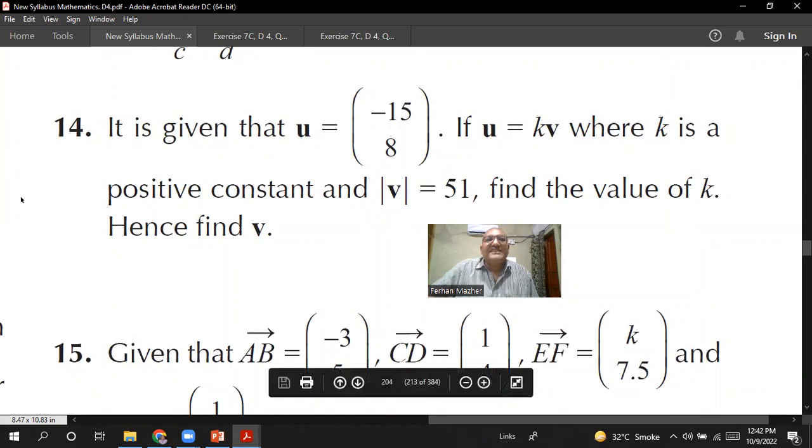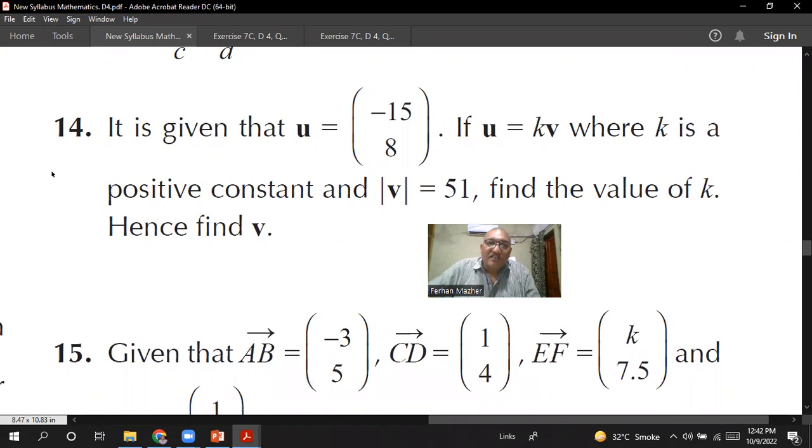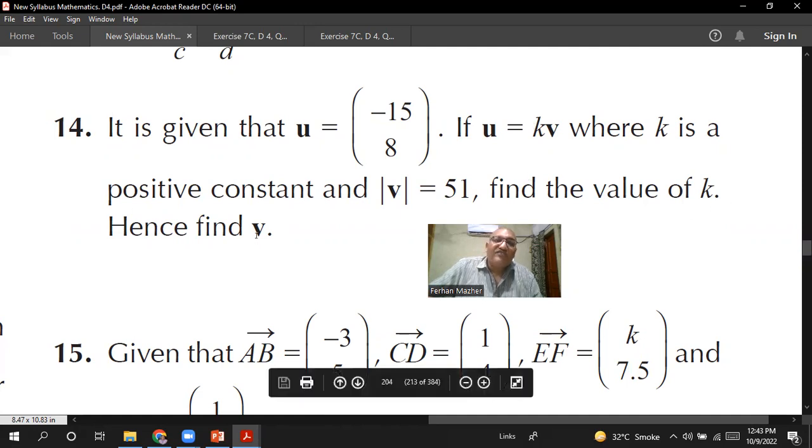Question number 14. It is given that the vector u is the column vector minus 15, 8. If u equals k times v, where k is a positive constant and the magnitude of v is 51, find the value of k. Hence, find the value of v.